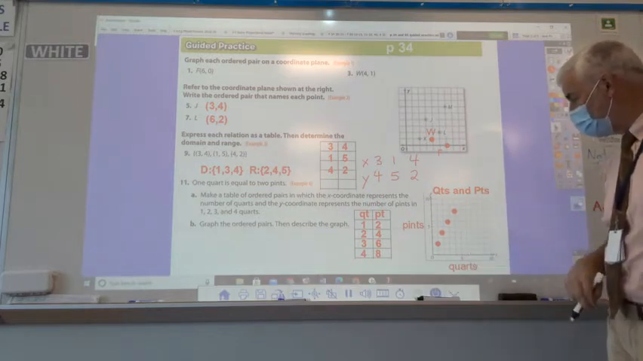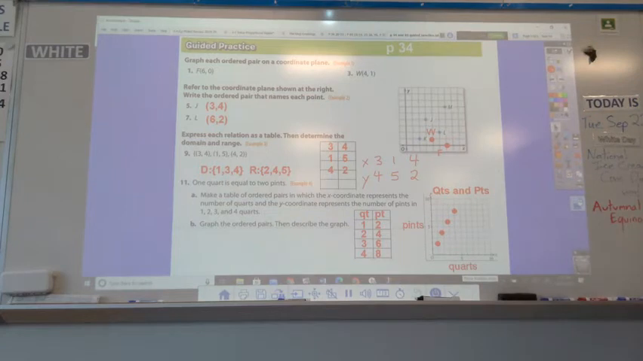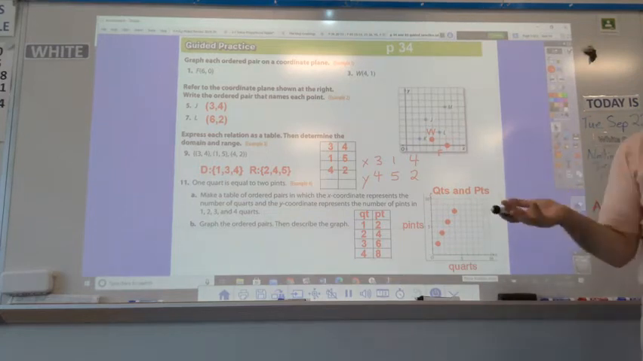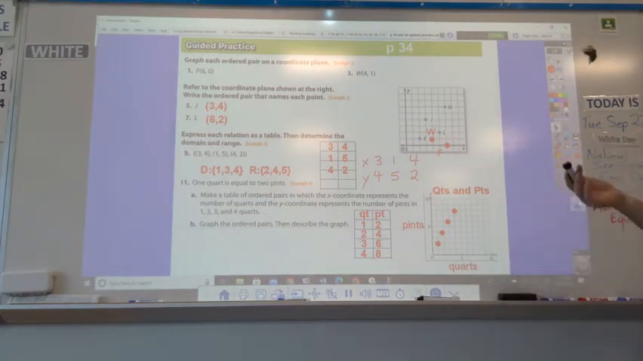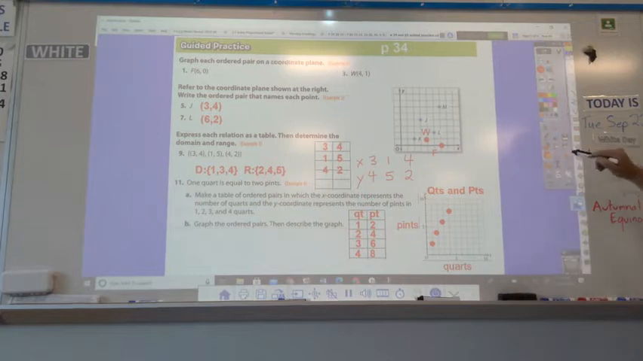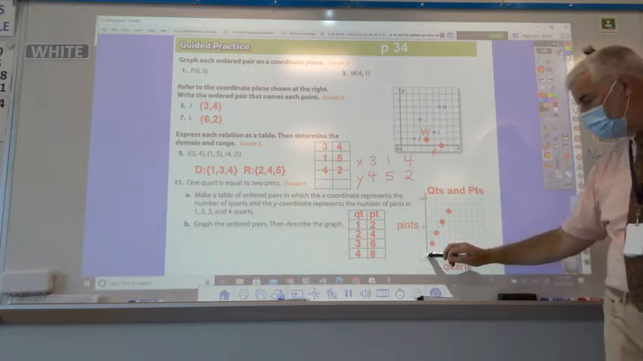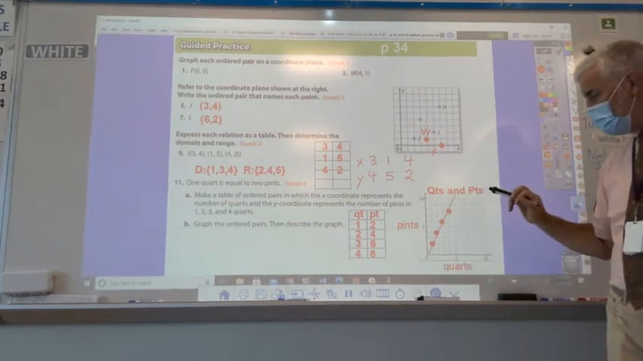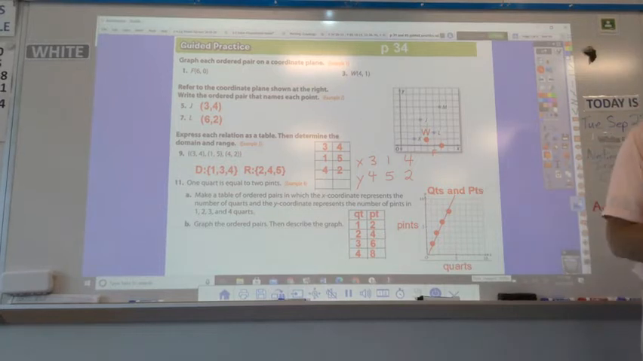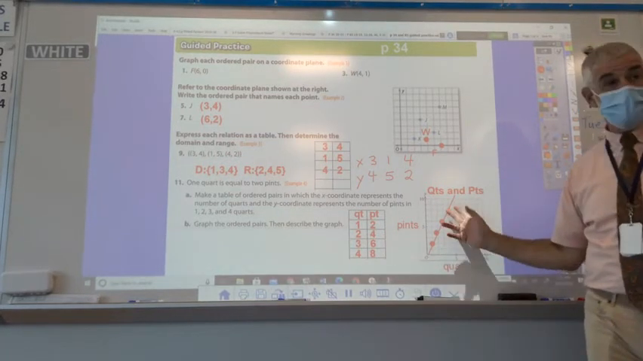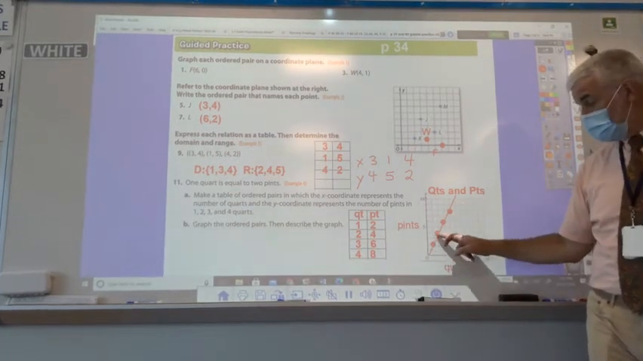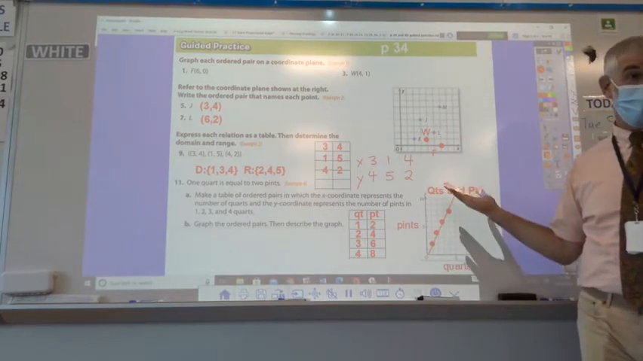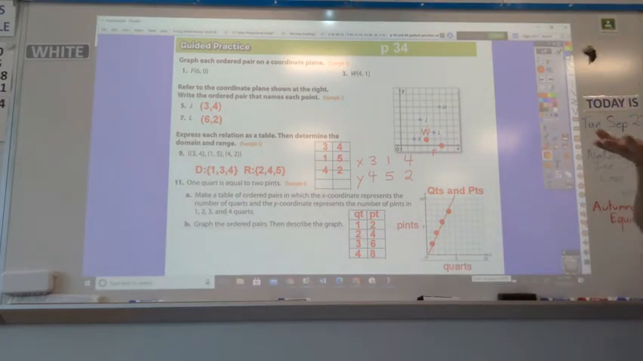It's not so easy to do. Okay, and then do you draw a line through these points or not? You'll learn later on when we do this in the functions unit that we always draw a line through all these. We always draw a line, even if it doesn't make sense to have points in between these. In this case, every point on this line is a valid combination of quarts and pints. So it makes sense to draw the line through this.